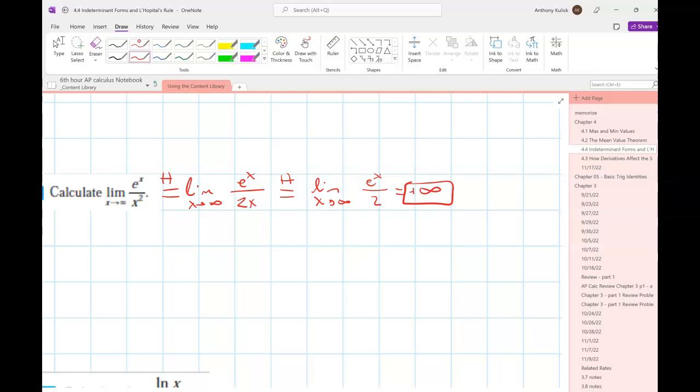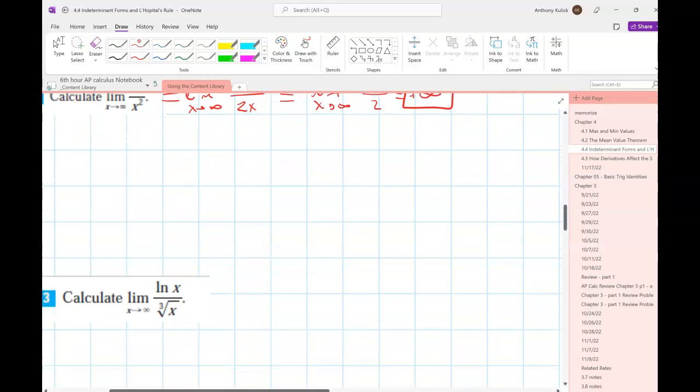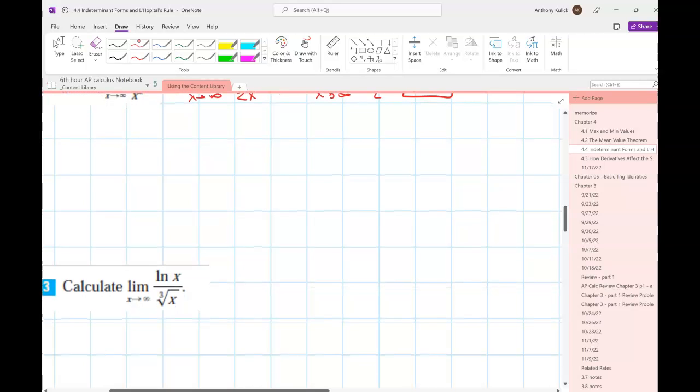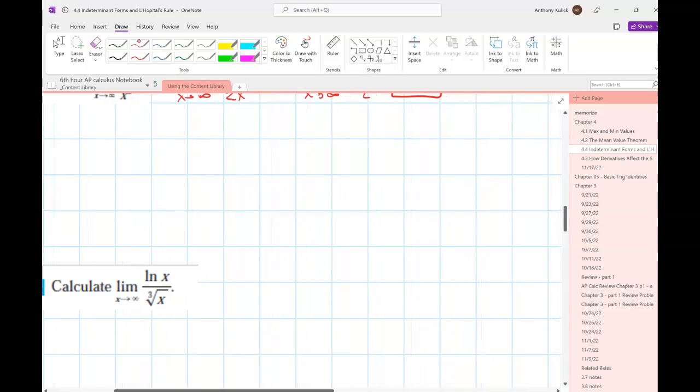What a clarifying process this is. Like nothing tricky going on. I just do derivatives. Mr. Kulik, I can do derivatives. This works. Let's do another one.